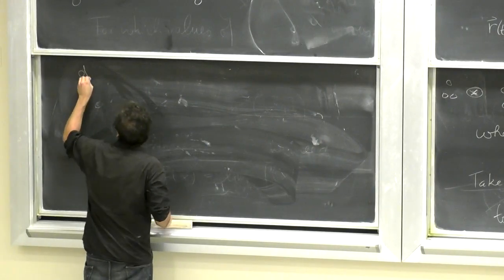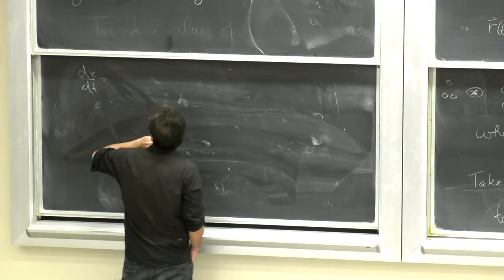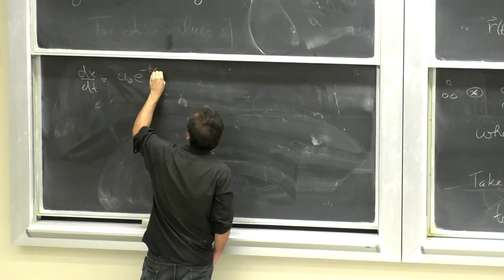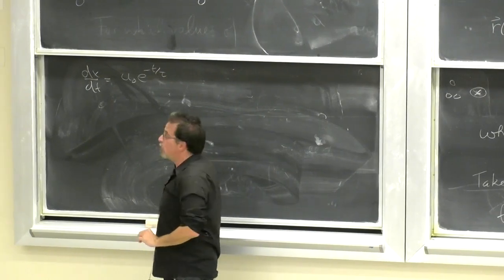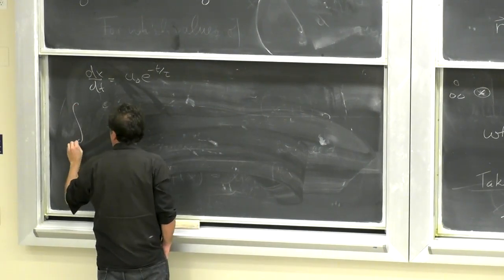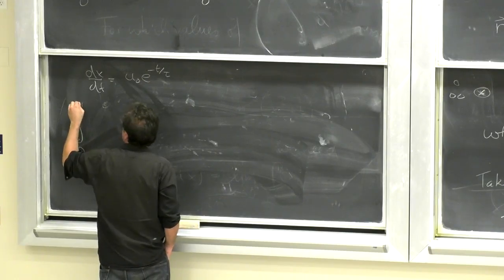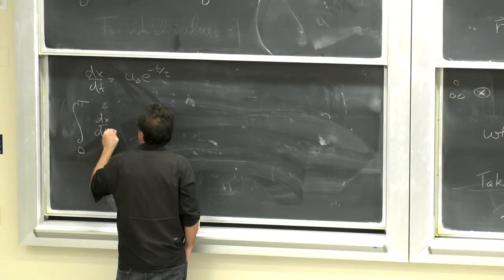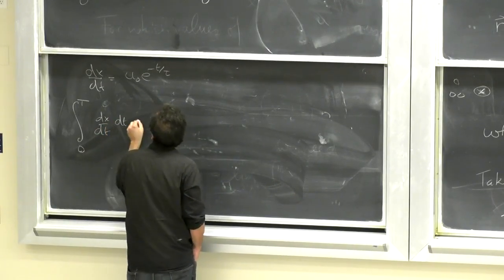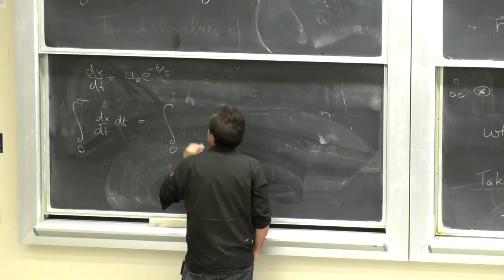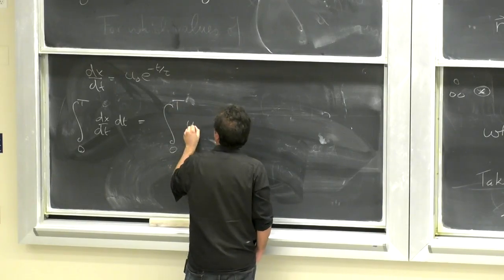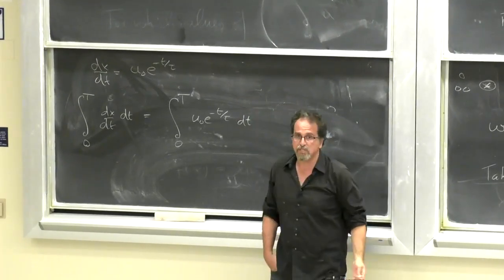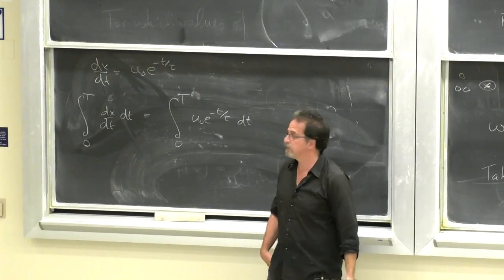Let's do that again. dx dt equals u0 e to the minus t over tau. Okay? I'm going to integrate both sides. Let's do the whole thing. From t equals 0 to t equals capital T of dx dt times dt. And that's equal to the integral from t equals 0 to t equals capital T of u0 e to the minus t over tau dt. It's just an antiderivative of both sides.